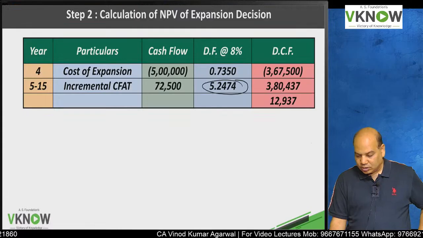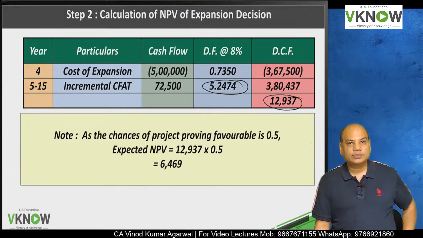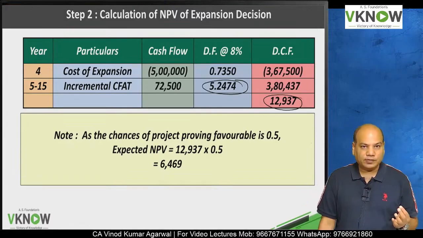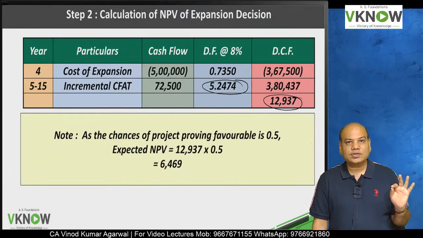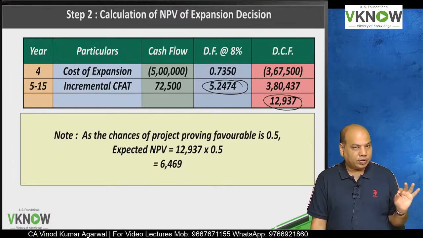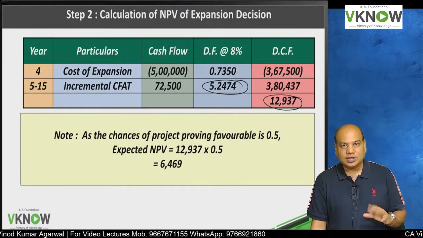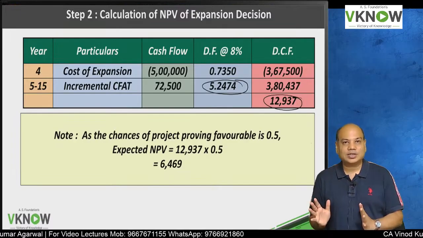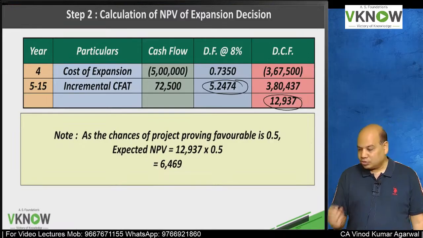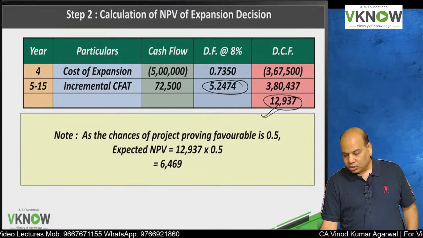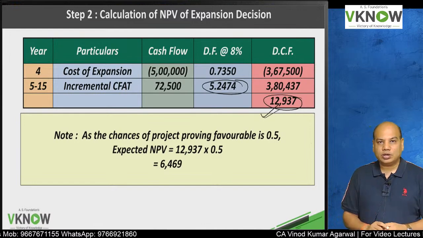But you will get 12,937 whose probability is only 0.5, because success has a probability of 0.5. So I will compute expected value. Success has a probability of 0.5, failure has a probability of 0.5. If it is failure, you will not expand, NPV 0. If it is success, you will expand, NPV is 12,937. So my expected NPV, write down. Next line, note: some students stop here, which will be wrong, because you will get 12,937 with 0.5 probability only.